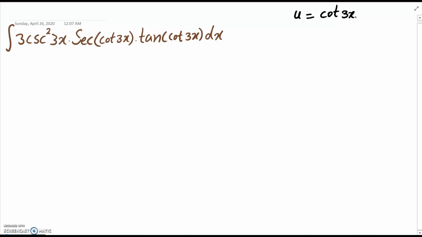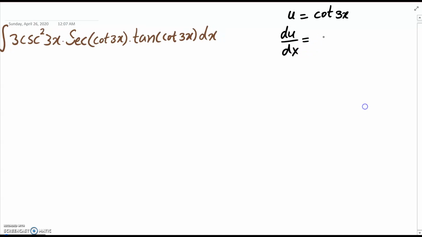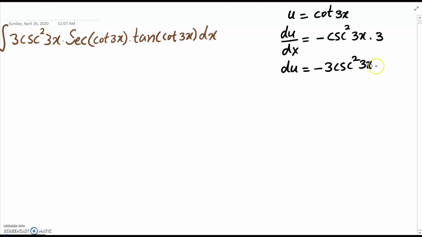3x. Okay, and let's take the derivative of it, and the derivative of u, du over dx, is equal to, the derivative of cot x is negative cosecant squared x, so negative cosecant squared 3x, and then the derivative of the angle also, which is 3. Now let's rearrange this value, and it's going to be du equals negative 3 cosecant squared 3x times dx.